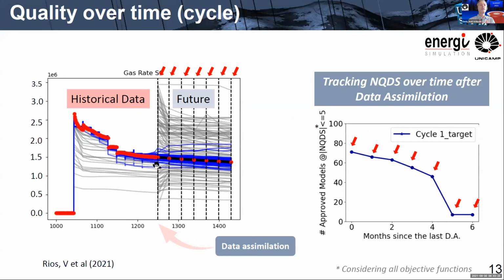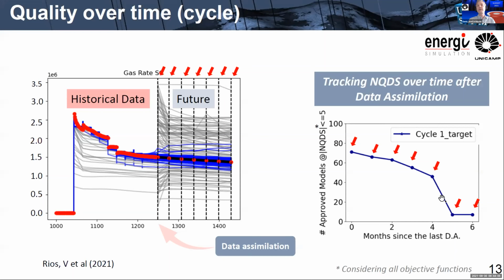Now I'm going to show a series of results we have in intermediate steps. Here is an example showing the behavior of the data assimilation process and why we have to change the cycles and how good the models are in the short term. Here's historical data and the future. In gray, we have the data before the history matching, and after the data assimilation here is in blue. And even after data assimilation, we have here on the right the number of models that are good. So we have 50 models after 4 months that are still good to reproduce the behavior of the reservoir.